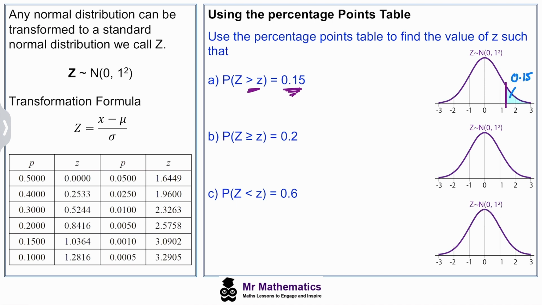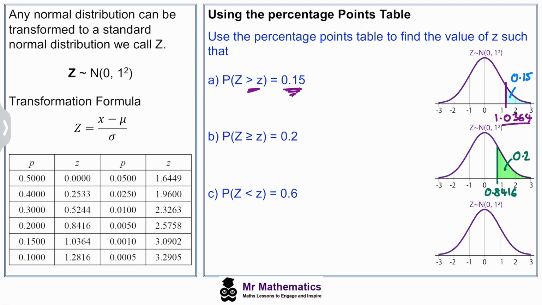So if we look at our table to find the probability of 0.15, we can see that the z value must be 1.364. So we can mark this on our diagram as 1.0364. Okay, and that would be the z value that we've been asked to find. Part B, probability that z is greater than the observed value is now 0.2. So again, this will be to the right of the average. So we'll look at our tables. The probability is 0.2, and this gives us a z value of 0.8416. So I'll mark this on our diagram.